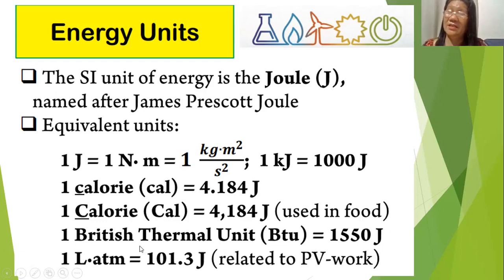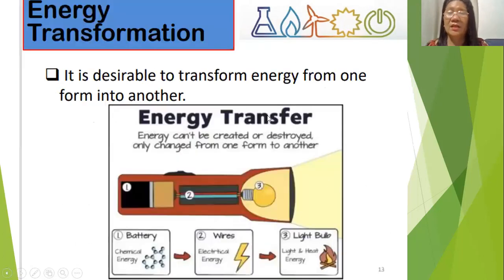The different conversion of unit: joule to kilojoule, calorie into joule, BTU, British thermal unit into joule, and liter atmosphere into joule. So how is it being done? How is energy being used? Of course, this is being used by means of its transformation.